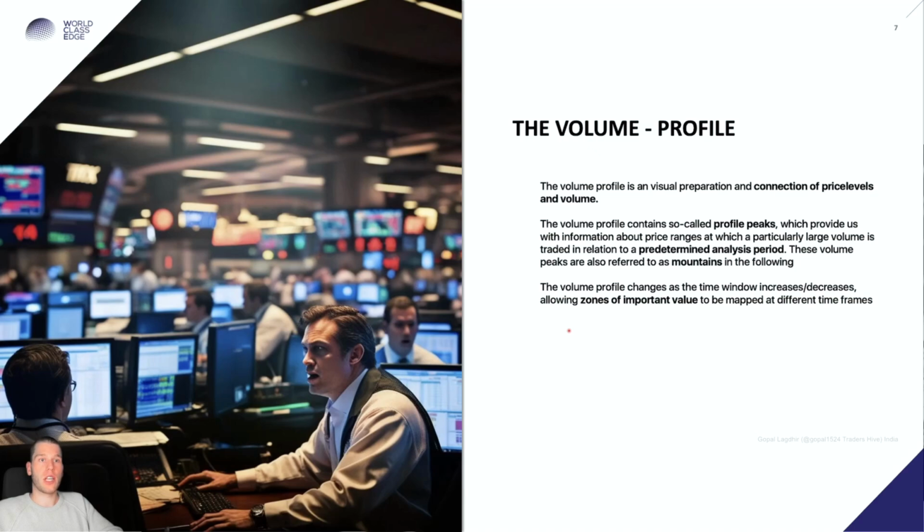The volume profile changes if you change the window or the time horizon you want to analyze. So if you increase the time horizon, of course, the zones of important value change, or the valleys and the mountains change. But the bigger the time frame, the more important that information, those mountains and valleys, is.